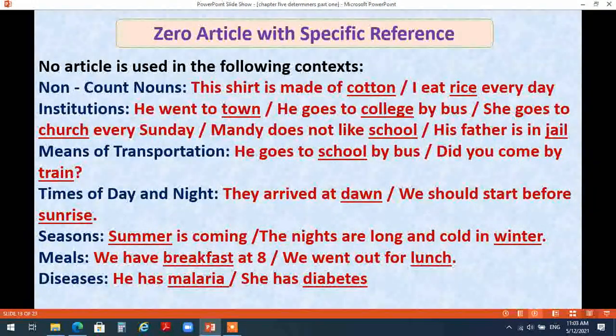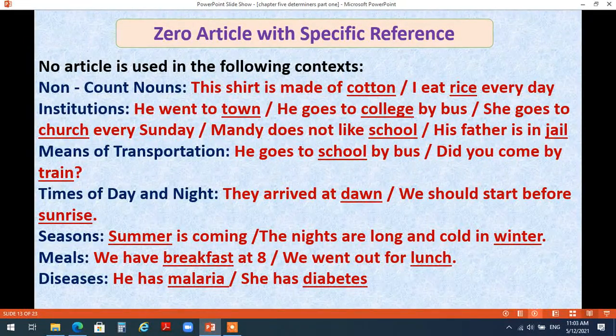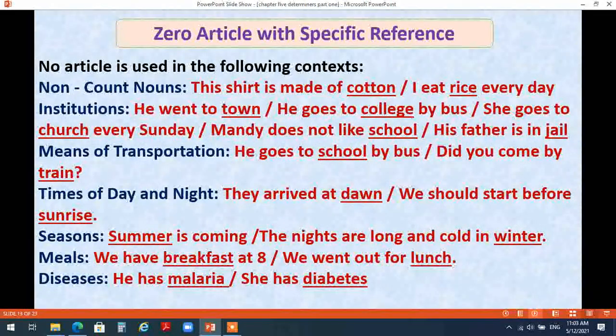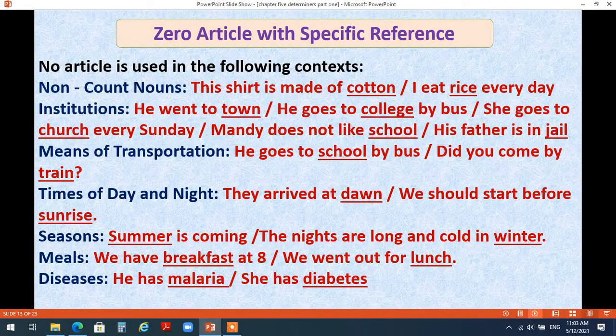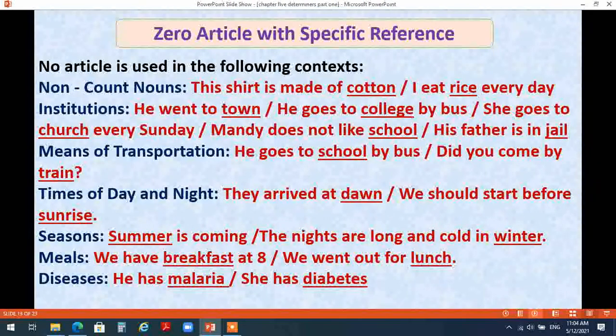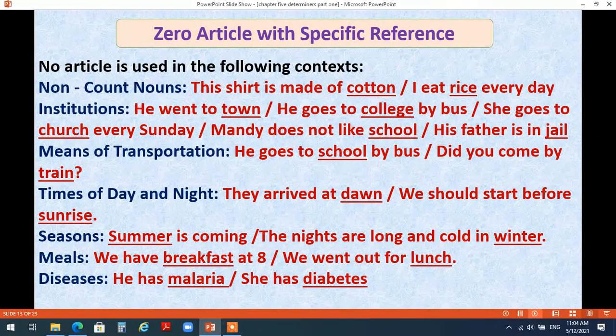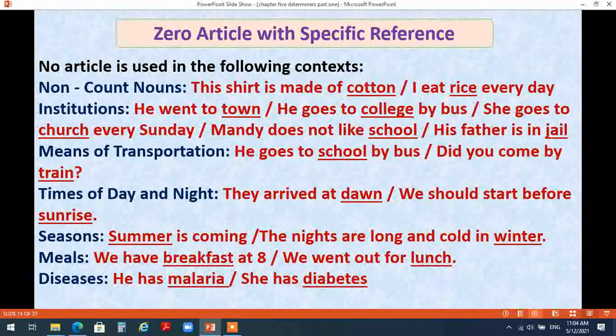Now, when do we use the zero article with a specific reference? No article is used in the following contexts. These are the contexts in which we do not need any article. When you have non-count nouns, there is no need to use any article. This shirt is made of cotton. I eat rice every day. As you notice here, there is no need to put any article.